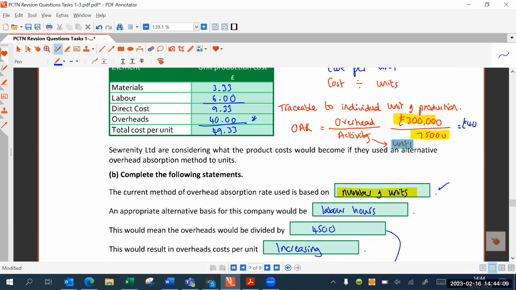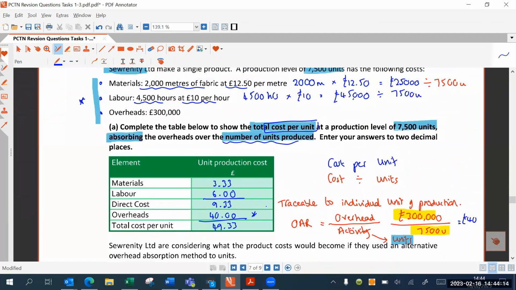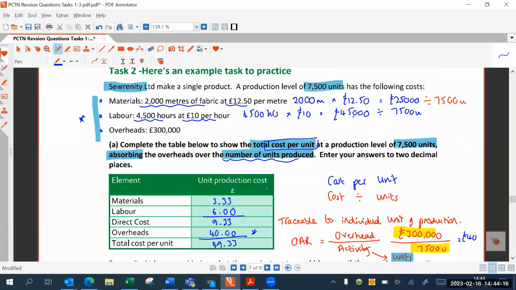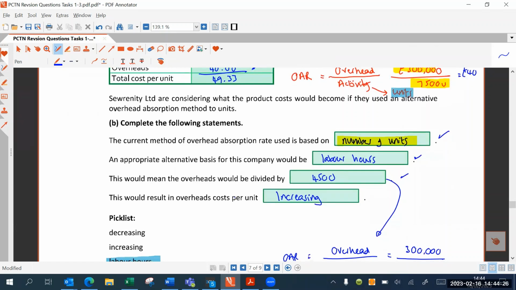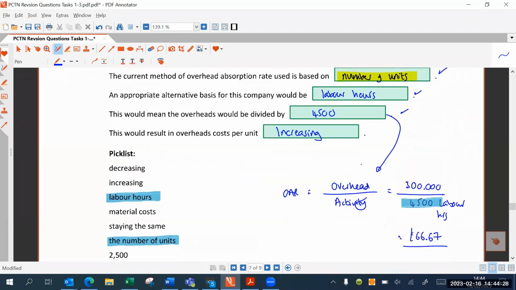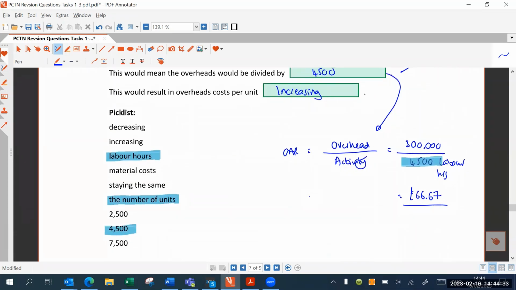And that would actually be entered into our answer here. All that's correct. An appropriate basis we said would be labour hours, because that was the only other information provided in the question. We know how many hours are worked in order to produce those 7,500 units. So labour hours are a good alternative, meaning the overheads would be divided by 4,500. And of course, if we do that, OAR is the overhead divided by the activity. So it gives us a rate of £66.67, but that is £66.67 per labour hour. So this is the bit where the error is.